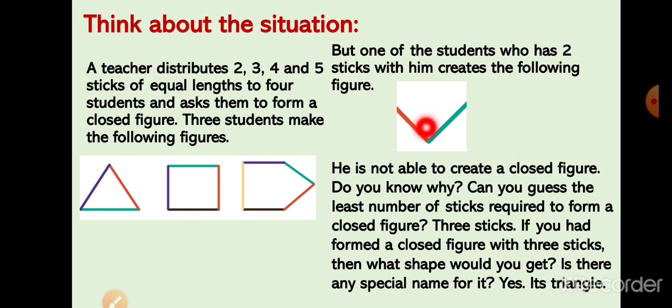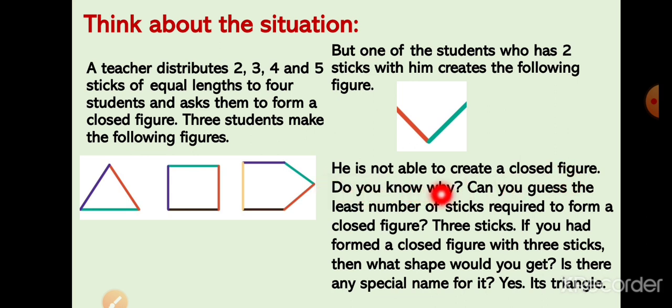Look at the picture here. This is the figure made by the student who has two sticks. But it is an open figure. These are the two sides and another side is open, right? So he is not able to create a closed figure. It's not a closed diagram.